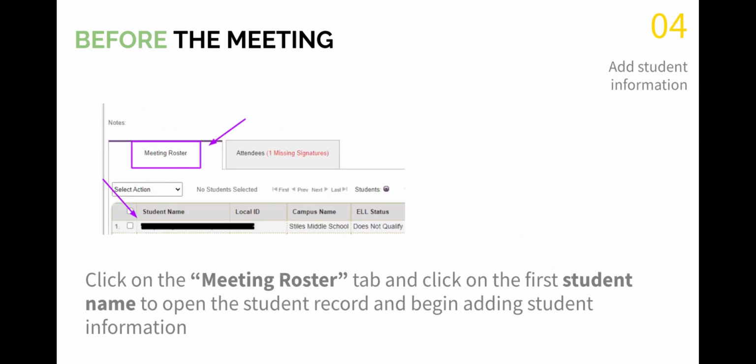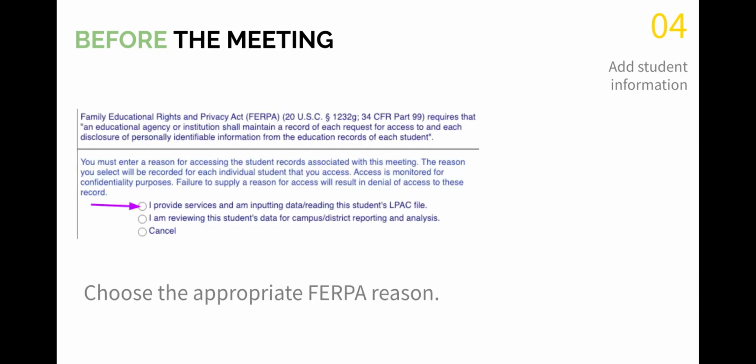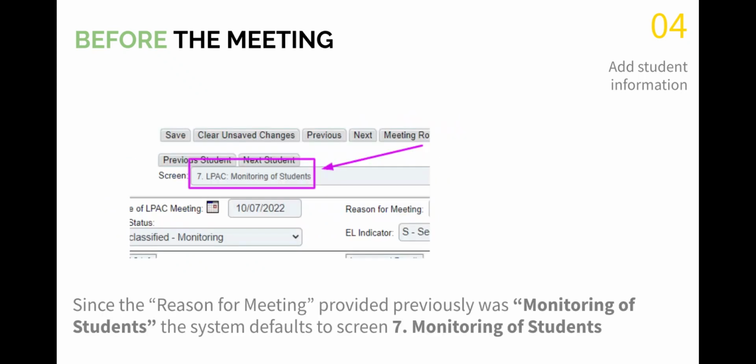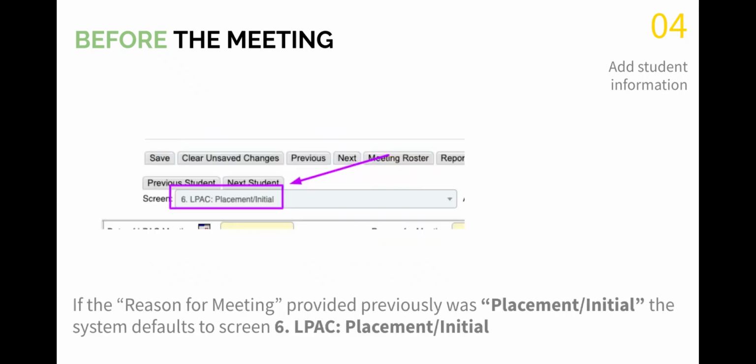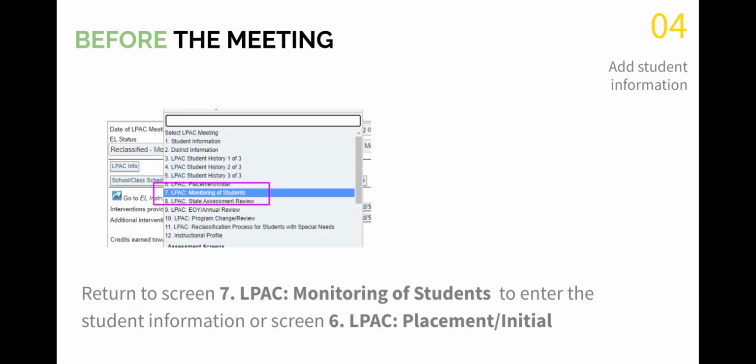Click on the meeting roster tab and click on the first student name to open the student record and begin adding student information. For the first student, you'll need to choose the appropriate FERPA reason. Since the reason for meeting provided previously was monitoring of students, the system defaults to screen 7, monitoring of students. If the reason for meeting provided previously was placement initial, then the system's going to default to screen 6, LPAC placement initial. Return to screen 7, LPAC monitoring of students, if this LPAC meeting is for monitoring of students, to enter the student information, or else if this is a placement initial meeting, then go to screen 6.